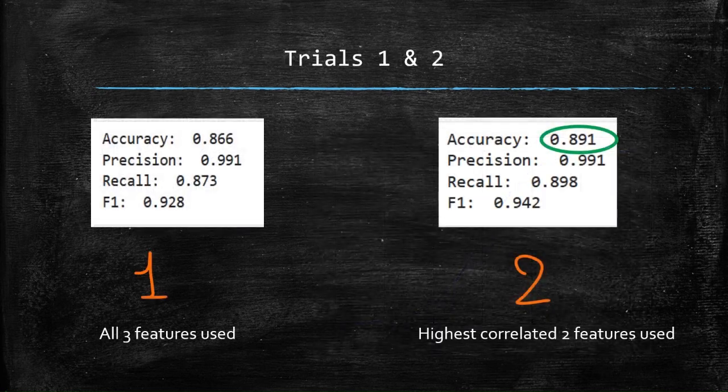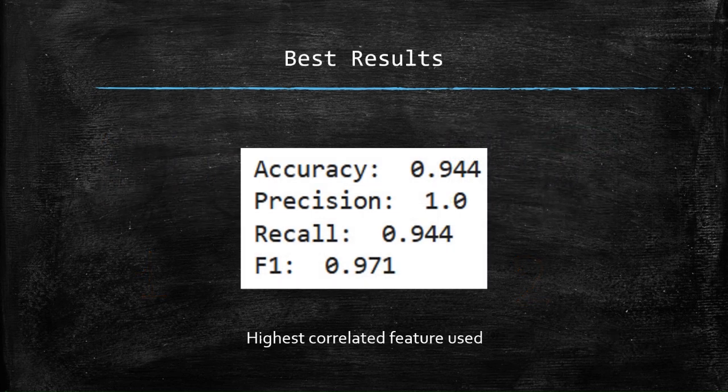Now for the first 2 trials, accuracy was relatively low compared to when using the highest correlated feature alone. Using 2 features, it obtained an accuracy of 89.1%, which was higher than when the 3 features were used. Best results were obtained when using the highest correlated feature alone, and this obtained an accuracy of 94.4%.